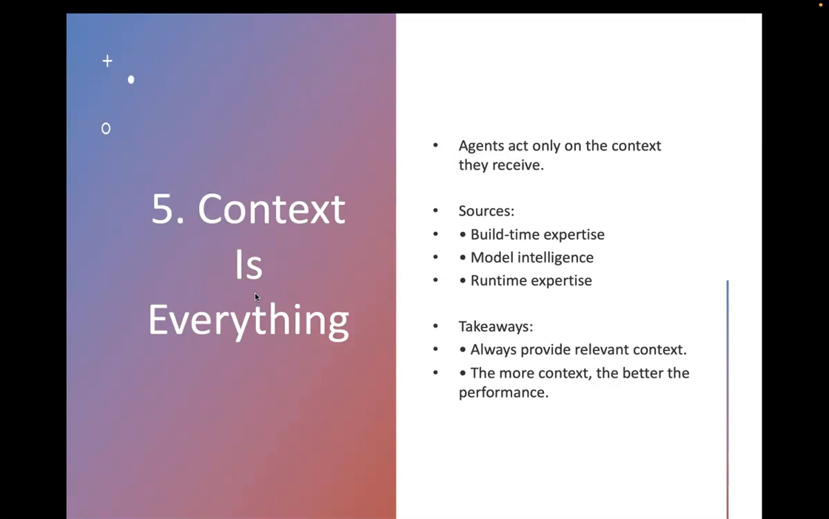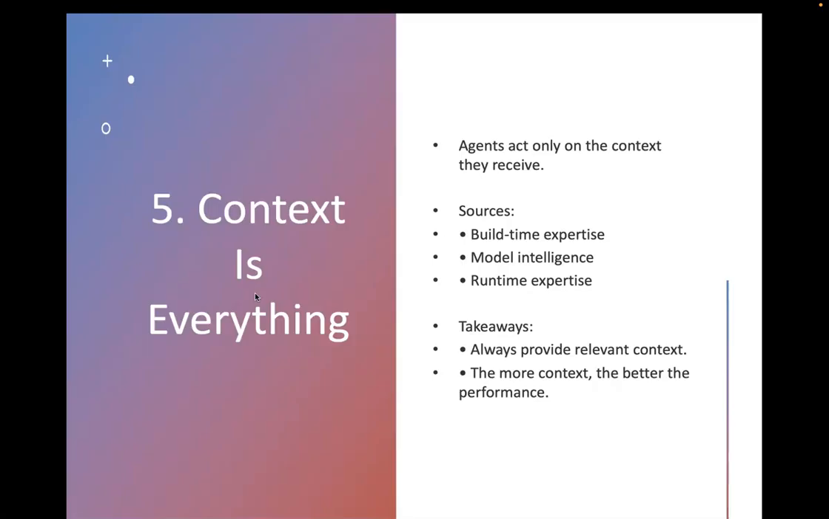You can provide context with the help of PDFs, inputs, or web scraping, etc. The main source of this is build time expertise, and the model will get intelligent based on that. The more you feed it, the more context you provide, the more intelligent it will become. It also depends upon your runtime expertise too. These are the main things you have to remember whenever you consider agentic applications. So remember that context is everything. The more accurate context you provide, the better the performance.